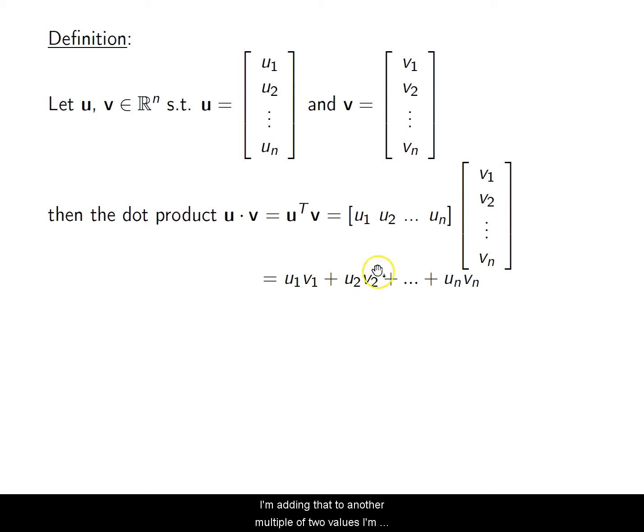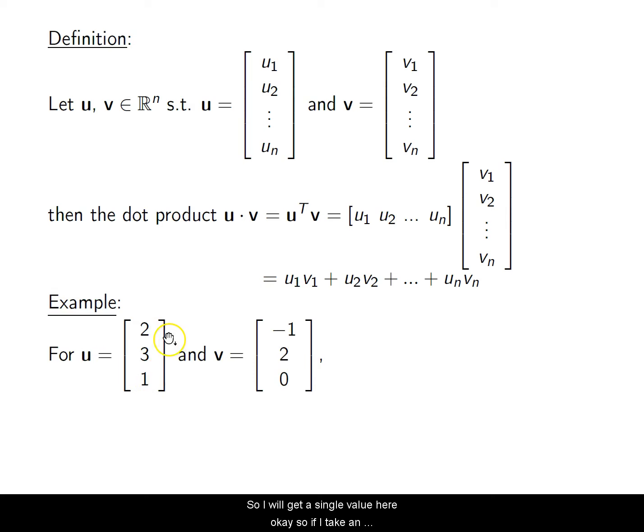I'm adding that to another multiple of two values. I'm adding a bunch of things, so this is a number plus a number plus a number plus a number, n times, right? So if I'm adding a bunch of things up, I'm going to get a number. So the dot product of two vectors is not another vector. The way that we multiply vectors together gives us a scalar value, a number, okay? So I will get a single value here, okay?